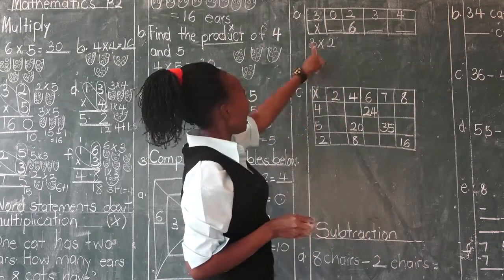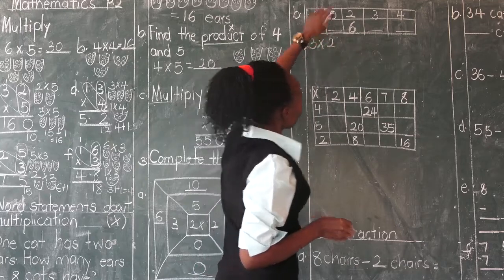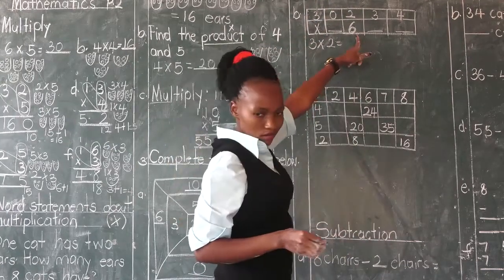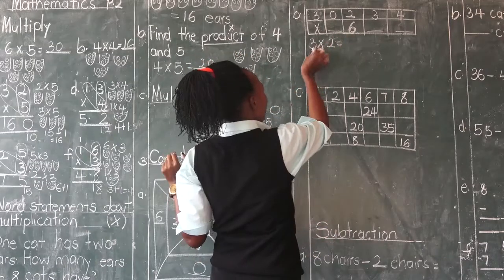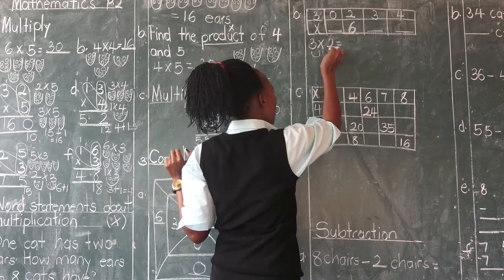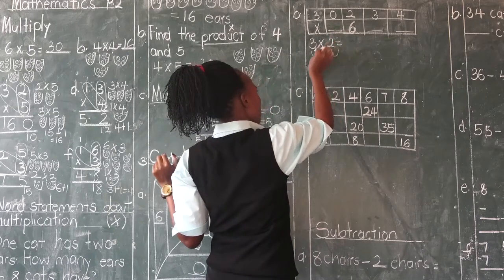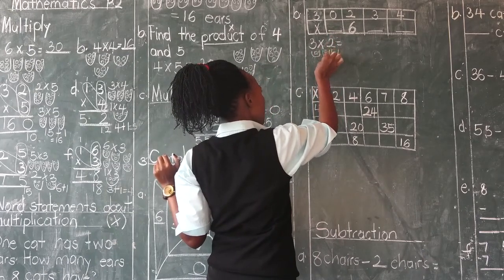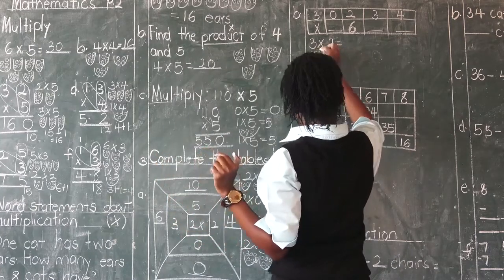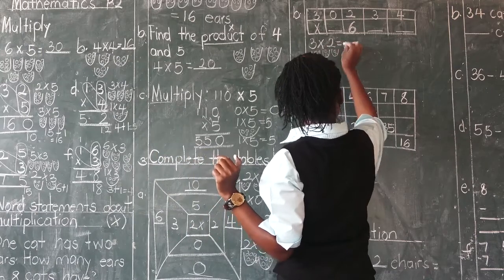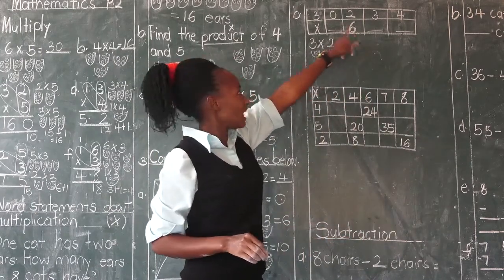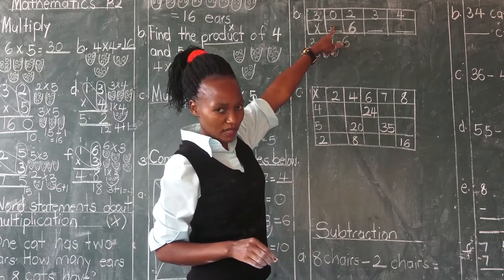Okay? Now we have here 3 times these 2. Let's see whether we are going to get this 6. Now this one is the same as saying 3 groups of 2. 1, 2, 3 of 2. 1, 2, 1, 2, 1, 2. And when you put them together, 1, 2, 3, 4, 5, 6. The answer will be 6. Okay? Now let's find out the answer here. How are we going to get the answer?